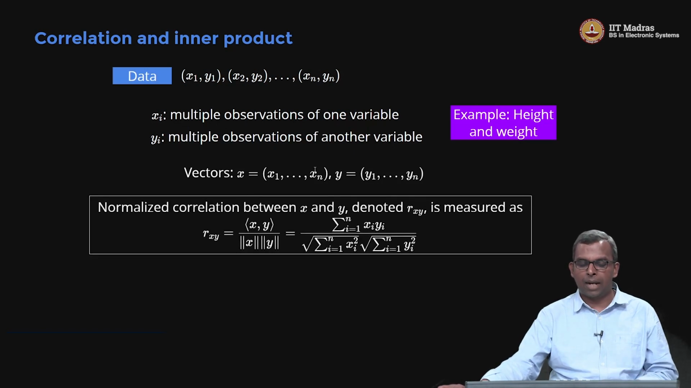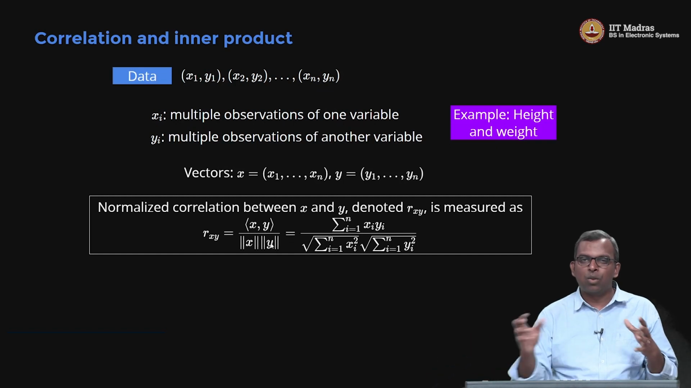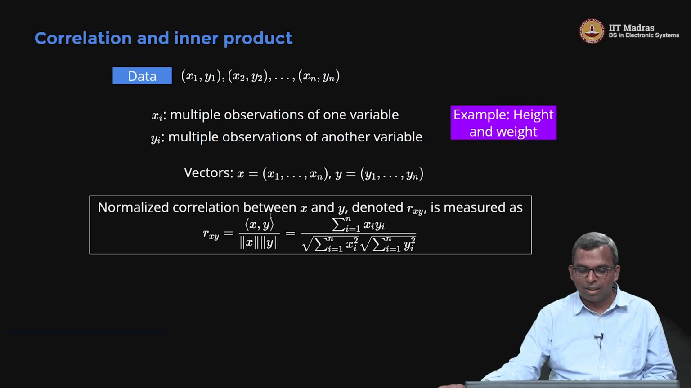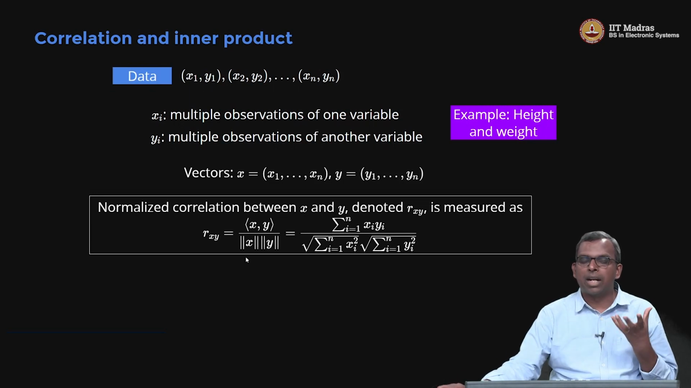So based on that, one can define a normalized correlation between these vectors x and y, which I will denote as rxy, and you may want to measure this rxy as the inner product between x and y. All these are real vectors, by the way. So inner product between x and y divided by norm x and norm y. So I'm going to normalize: x is getting normalized by norm x, y is getting normalized by norm y, so that the value of this quantity will be somewhat under control, right?